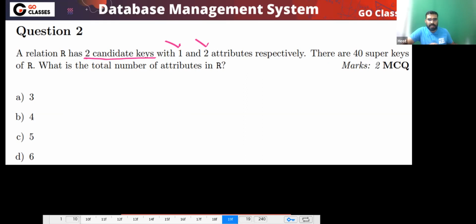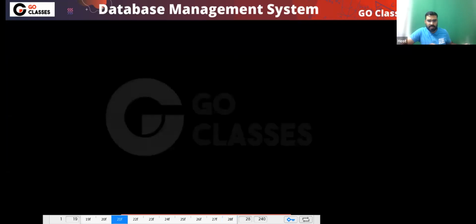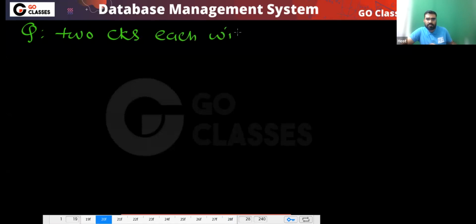One thing that is important: is it possible there can be overlap? Tell me, if I give you this question that there are two candidate keys, each with two attributes, is this information enough to find out the number of super keys?